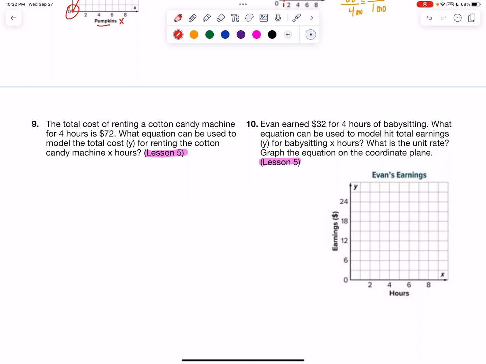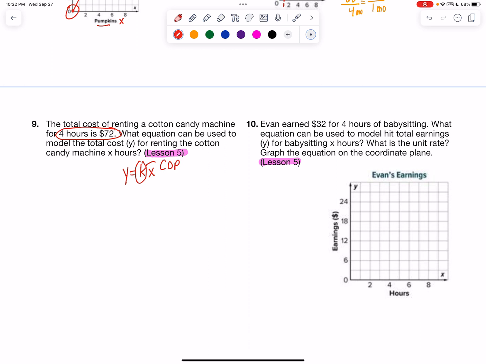And remember, what is the equation? Remember it was y equals k times x. Okay, so that's what we have to make. And what is k? Remember, k is the COP. And you know how to find a COP. We have to find the unit rate. Okay, so here's our original ratio: 4 hours is $72.